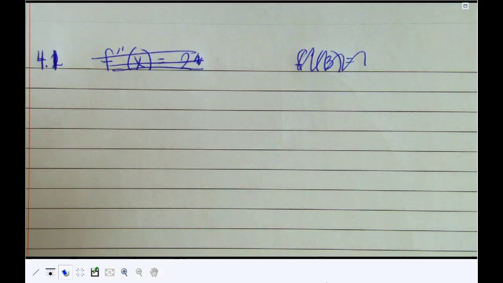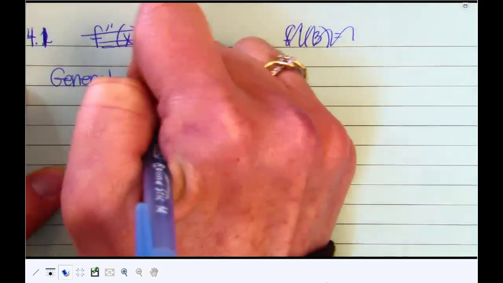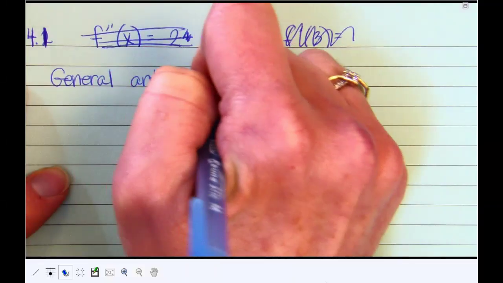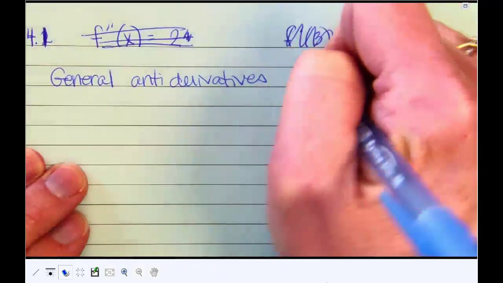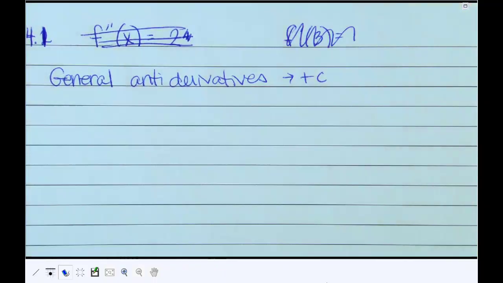Okay. So the things that we were talking about yesterday are called general antiderivatives. Because with that plus c on there, that means it could be anything, right? It's just in general, this is a general family of antiderivatives that we could have.